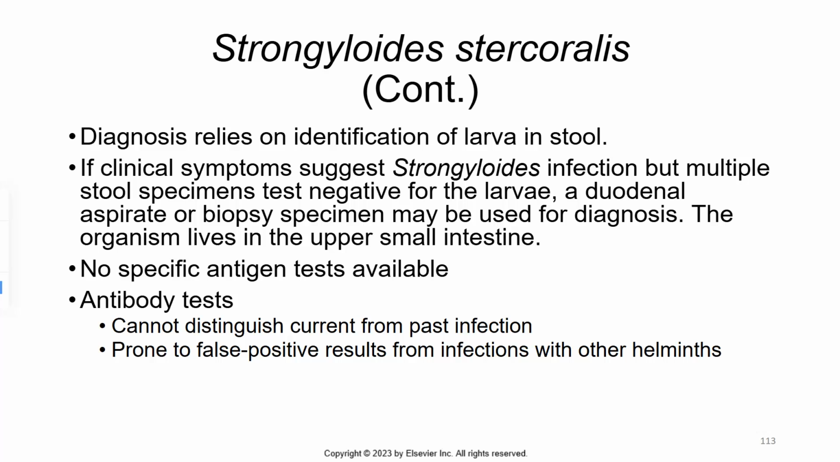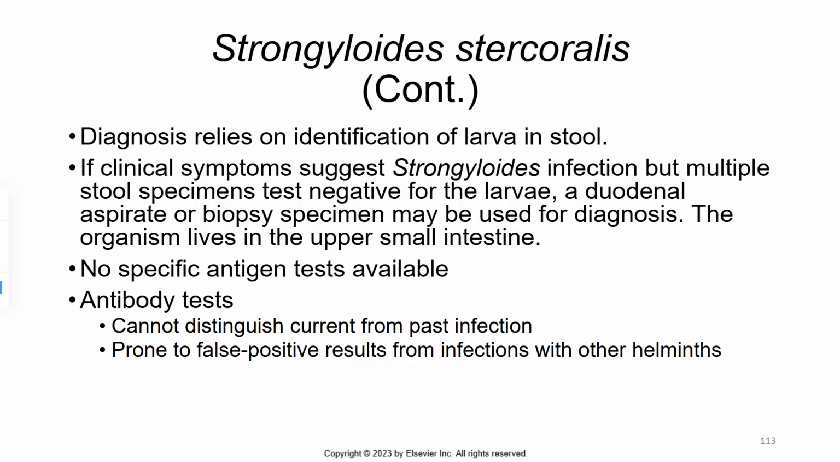Diagnosis relies on identification of larvae in the stool. If the clinical symptoms suggest strongyloides infection but multiple stool samples test negative for the larvae, a duodenal aspirate or biopsy may be used for diagnosis. The organisms live in the upper small intestine.